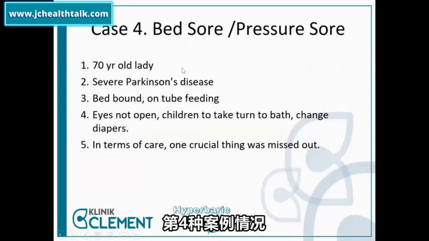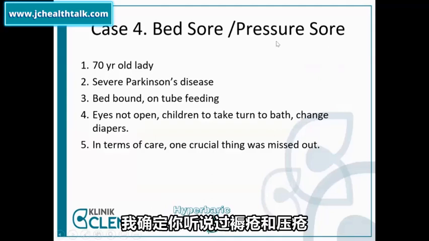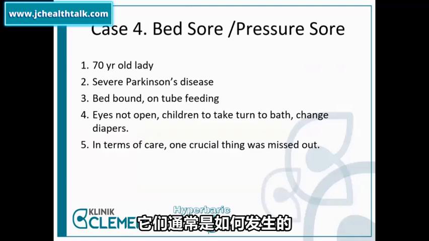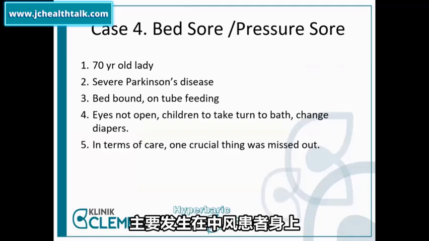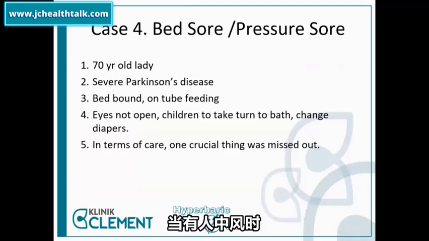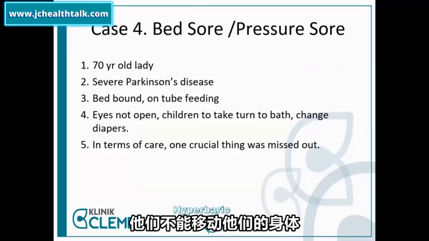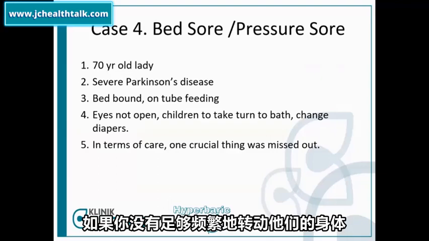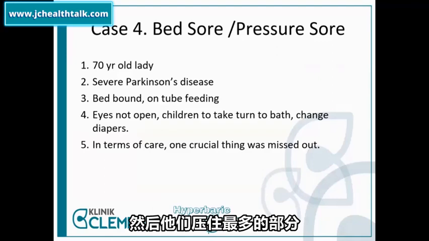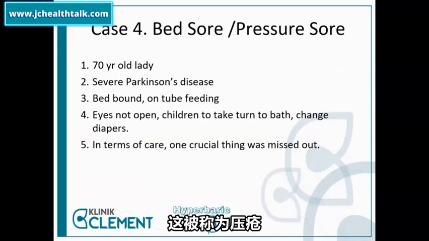And the fourth case is a bed sore or pressure sore. I'm sure you have heard of bed sore or pressure sore, and how they usually happen is mostly on stroke patients. When somebody has a stroke, they cannot move their body, so most of the time they're lying down on the bed, and if you do not turn their body frequently enough, then the part where they lie down most will start to break down and become a wound, and this is called pressure sore.